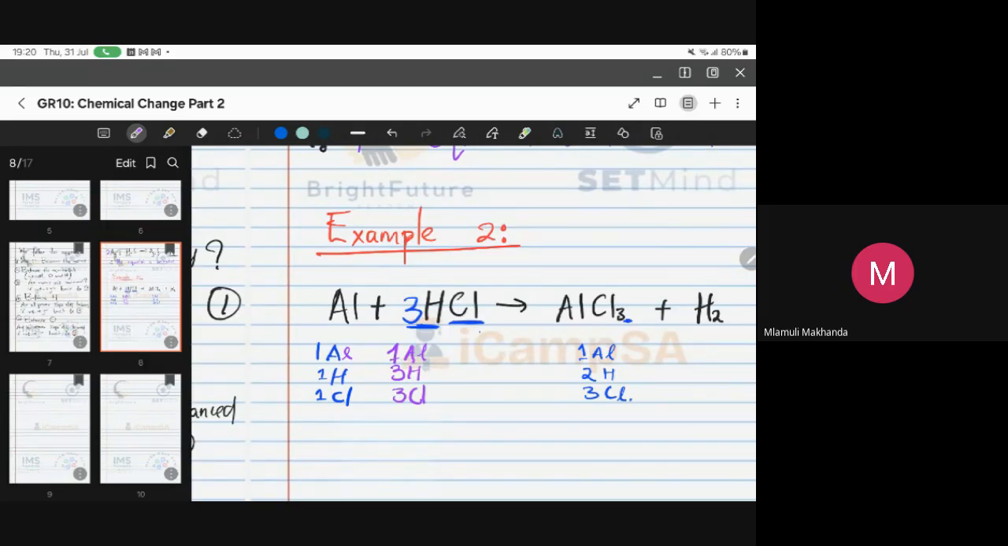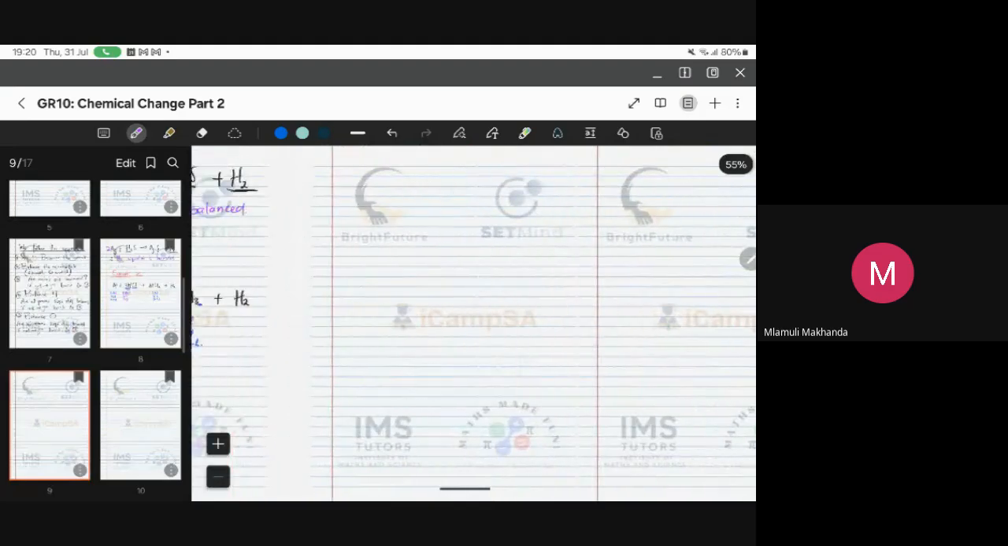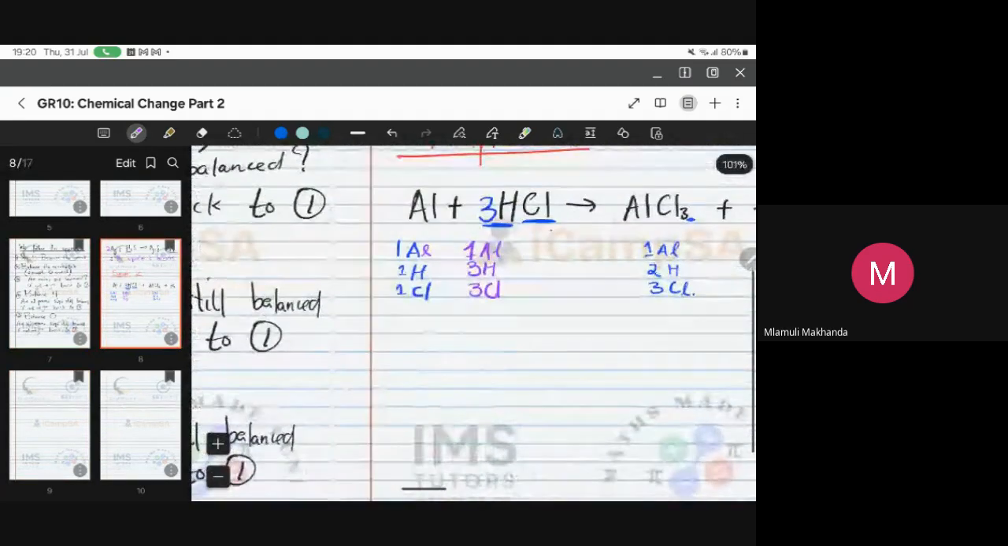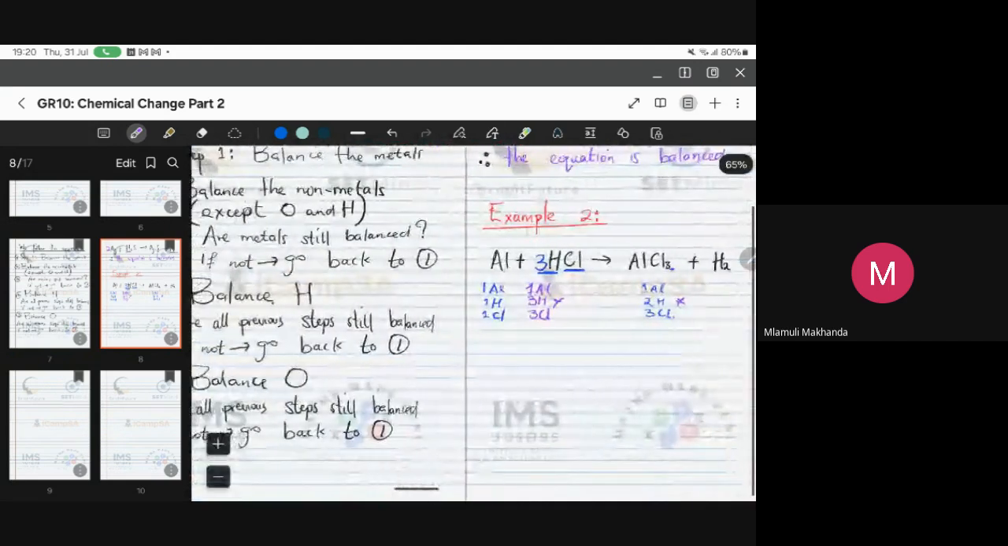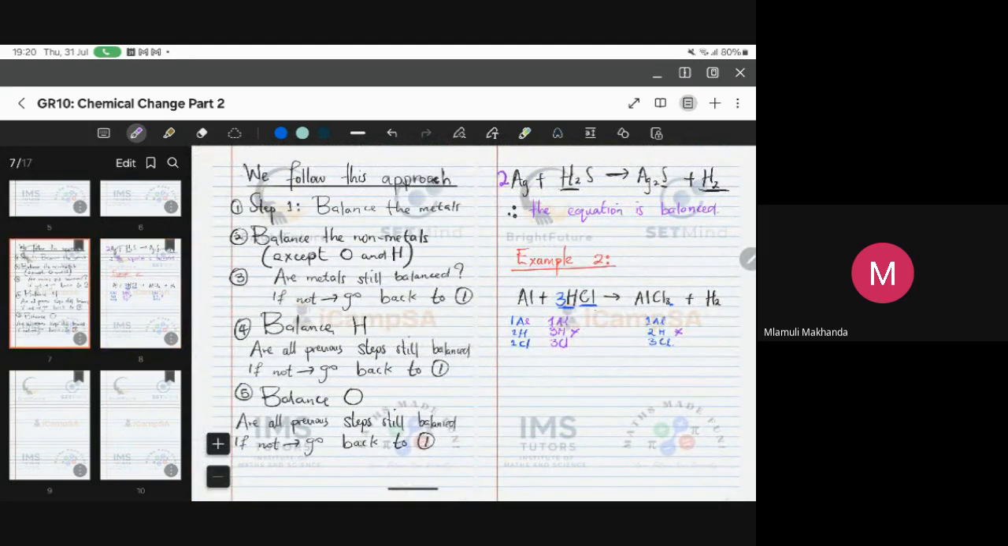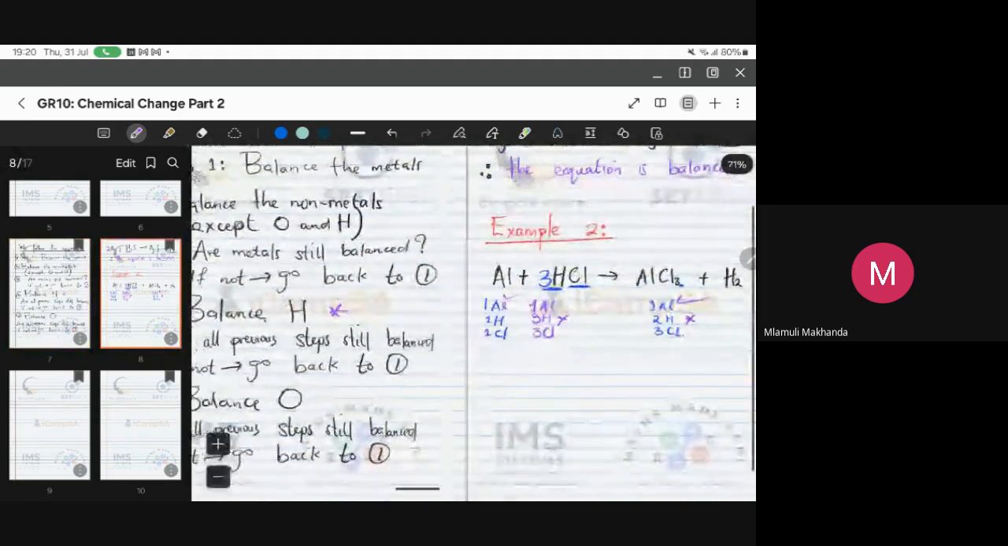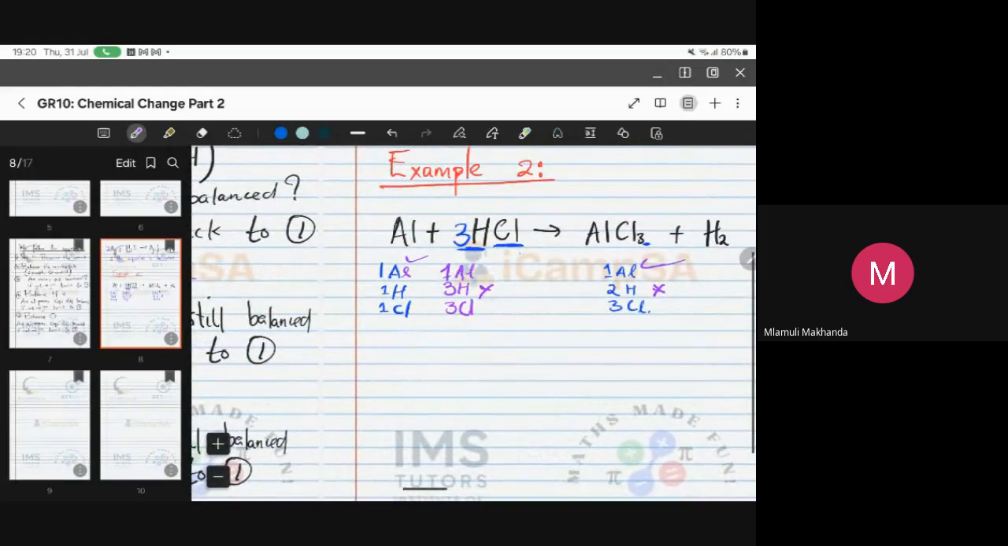Now, if you check our new numbers, you have 1 Al, 3 hydrogens, 3 chlorines. Those are your reactants. The products, you have 1 Al, 2H, and 3 chlorine. So these guys, the H's, are not balanced. Right, before we move on to the next step, are the metals still balanced? We check our metals. Yeah, they're still fine. Als are still fine. Those are the only metals we have for now. So we move on. Balance H, which is step 4, right? Let's check our H. H is 3 this side.